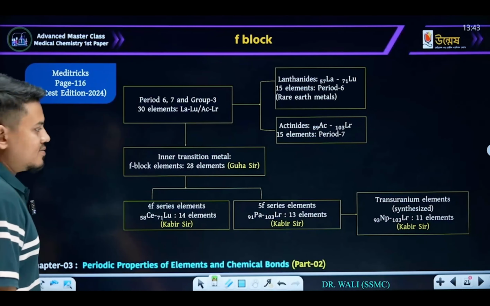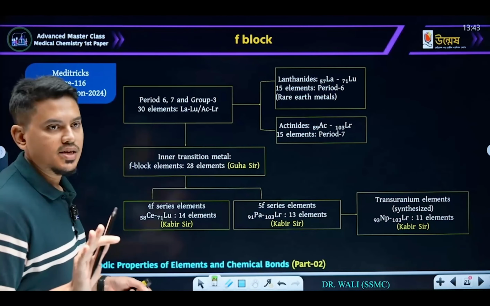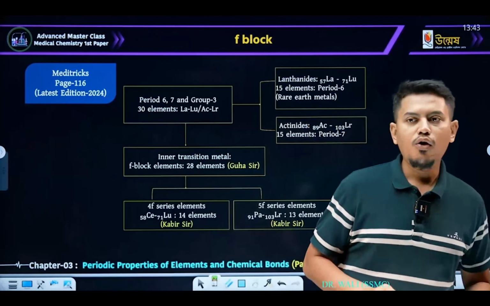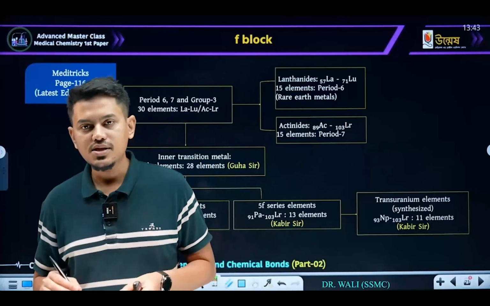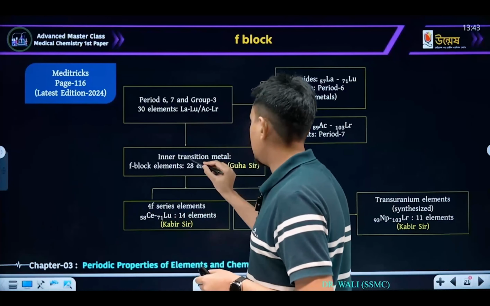Now, for f block elements, we have to know that there are 27 elements, but all of the f block elements are within a group which is known as inner transition elements. But the number of inner transition elements is 28.